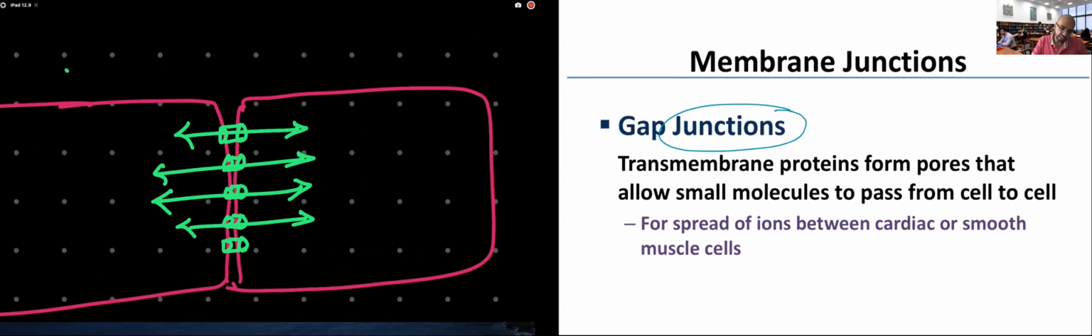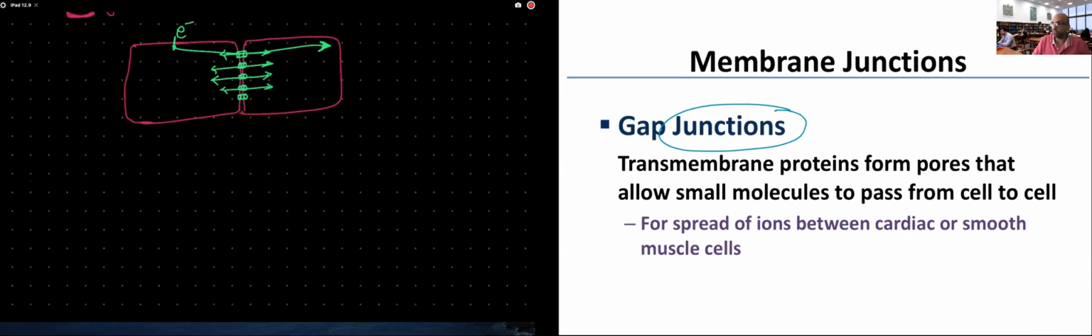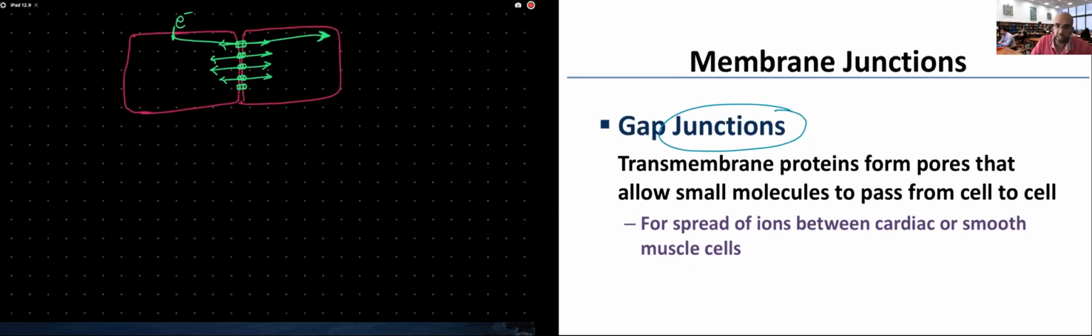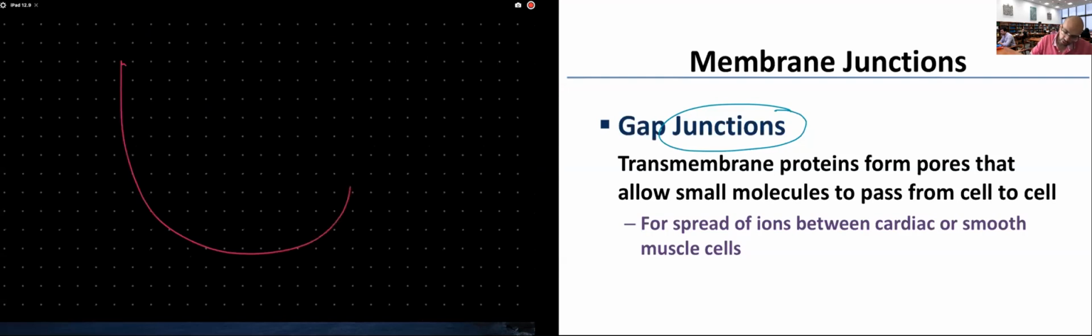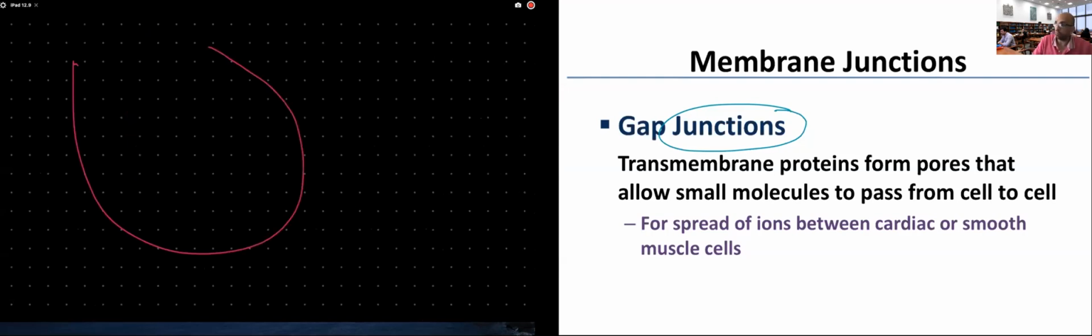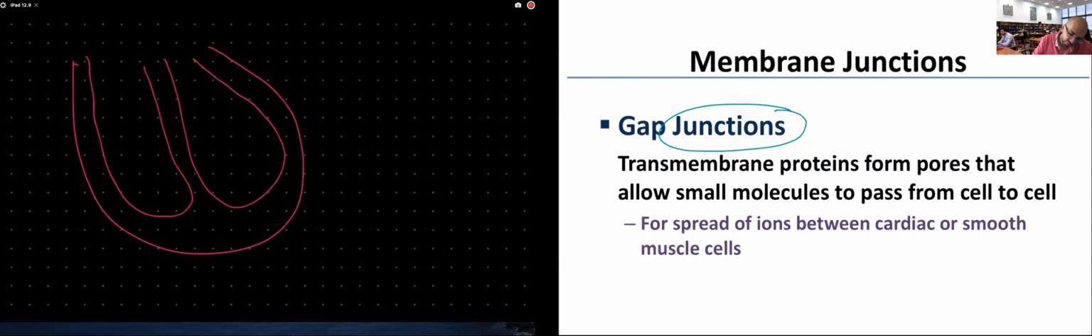So I've got an electrical signal on here, let's say, and I want this signal to travel to all the cells at the same time. In what situation? For example, if I'm looking at the cardiac muscle cells. So let's imagine, this is my heart. This is my ventricle, actually. This is my left ventricle. This is my right ventricle.